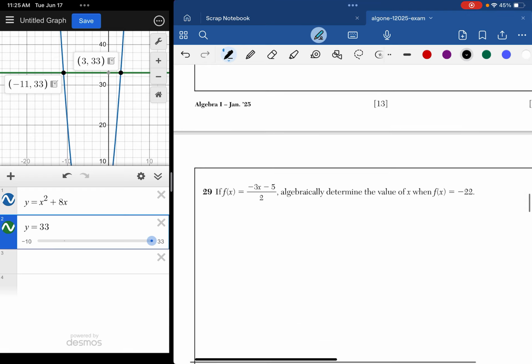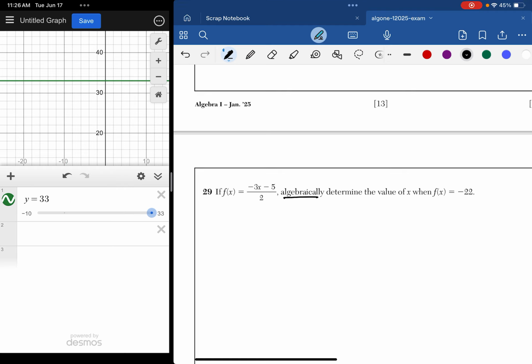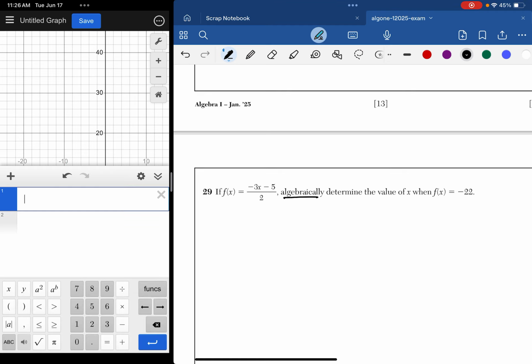Here they're asking us to determine the value of x when f of x is equal to negative 22. So that's kind of like what we just did on the previous one, using the intersection, except they're saying specifically we have to do it algebraically, so we don't have a choice there, right? But we can at least get the answer, so we know what we're getting going in.